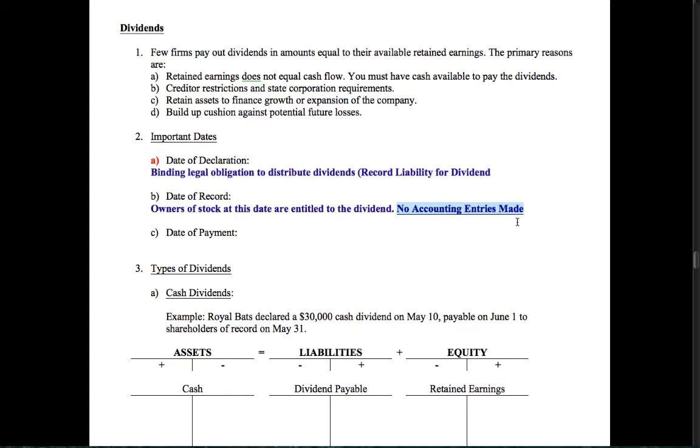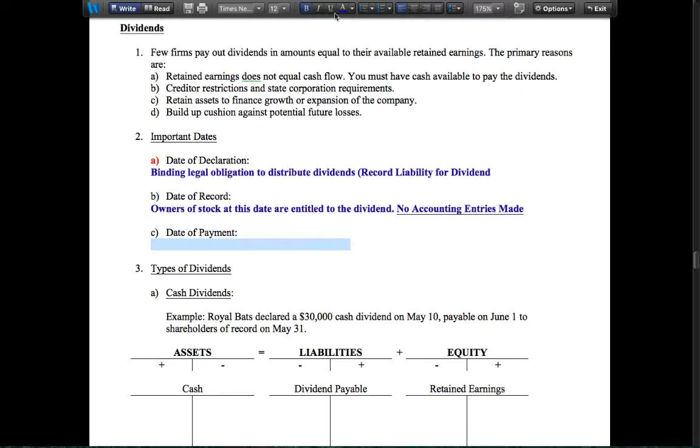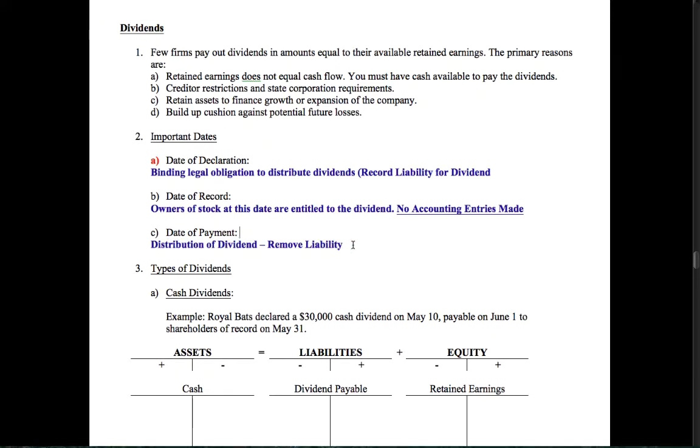This is solely a legal aspect with the date of record, so owners know who's getting this dividend, and the corporation can allocate those dividends to the appropriate stockholders at a date and time. Lastly is the date of payment, and this is simply the distribution of the dividend, in which you would remove the liability.